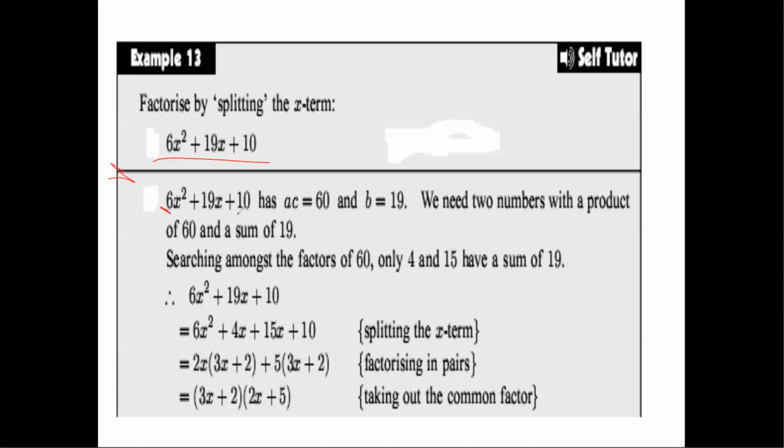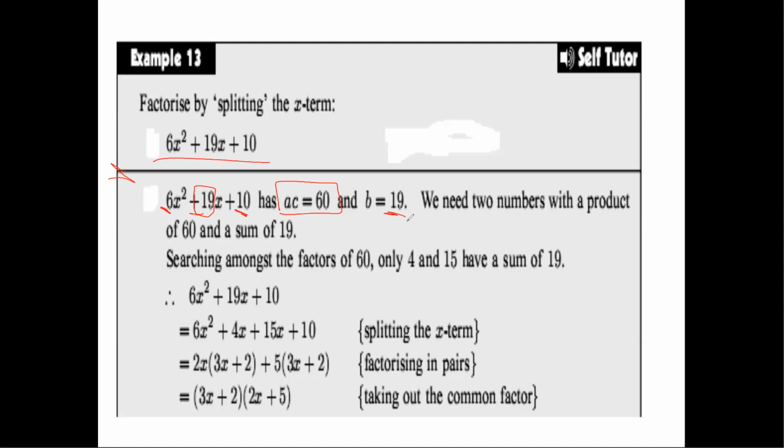The number in front here and the number in the back here, and you multiply it. So we get 60. And then we look at this number that is the coefficient of x, the number in front of x. We got 19. What we're going to do, we're going to look for two numbers. When we add them, we must get 19. That's the number in front of x.